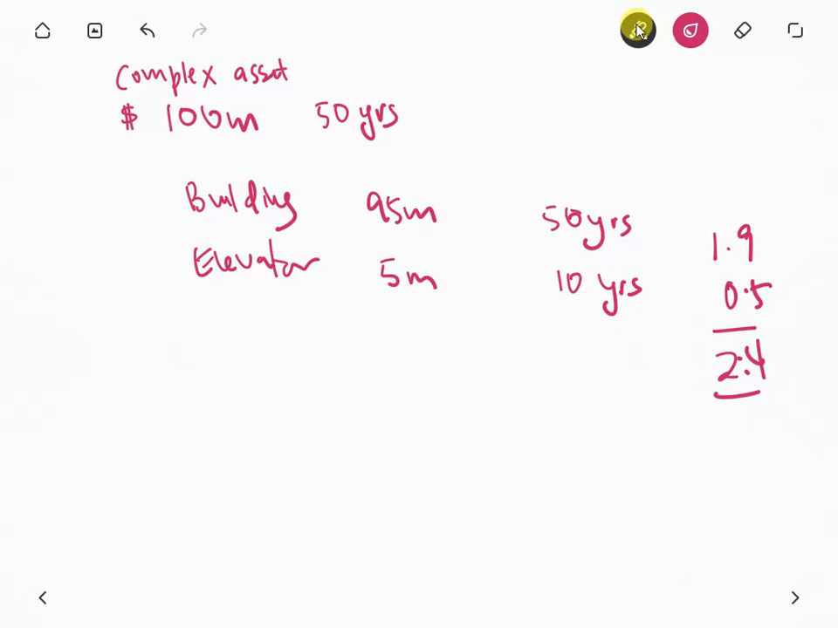So we call this a complex asset, shopping complex. There are other assets, for example, an airplane. Okay, I buy the airplane for 100 million. Of course, the airplane consists of the engine. The engine will have 10 years useful life. The cabin, the seats, everything will have 5 years useful life. So you have to split complex assets.